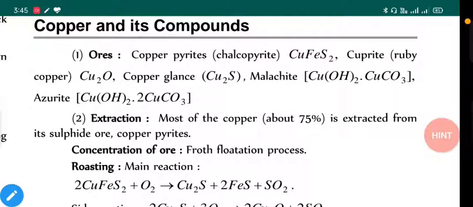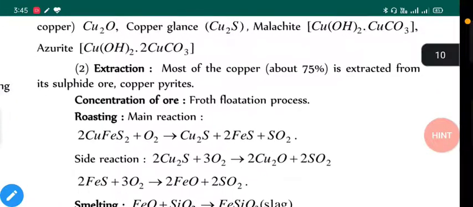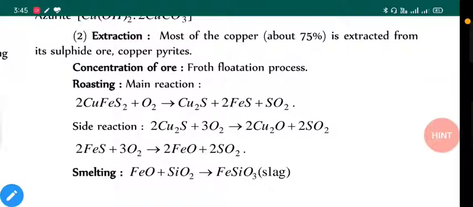Mainly copper is extracted from its sulfide ore, copper pyrite. Concentration of the ore is done by froth flotation, because sulfide ores are usually concentrated using the froth flotation method. Froth flotation was already discussed in the metal extraction unit.